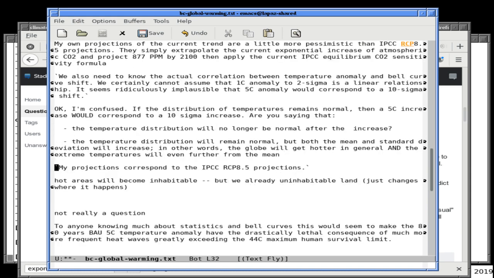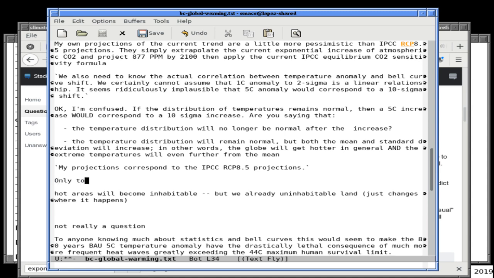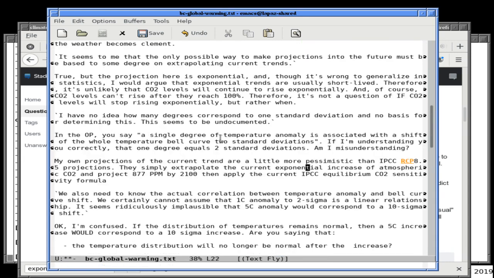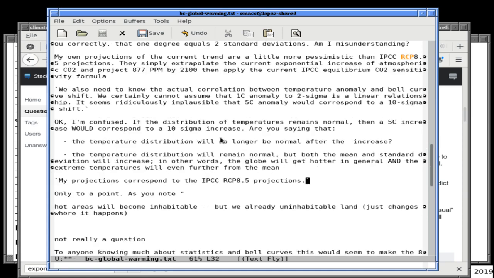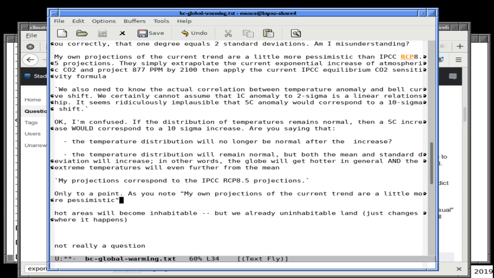I'm trying to see if he's actually saying that. Now we're going to do him on this, where he says my projections, only to a point. As you note, somewhere he says the word pessimistic: as you note, my own projections are a little bit more pessimistic. So he's basically saying, well, I'm agreeing with them. Well, I'm not agreeing with them, but I am agreeing with them.